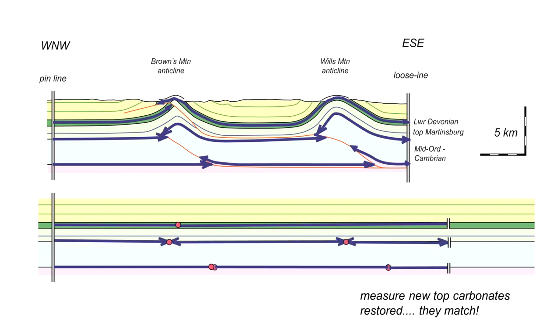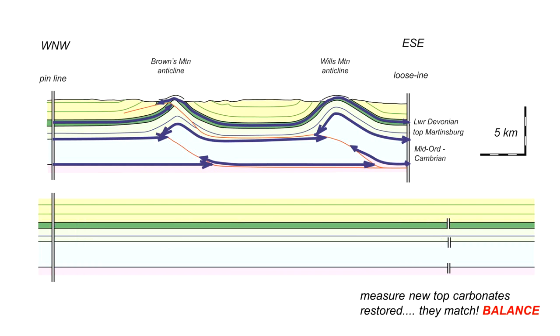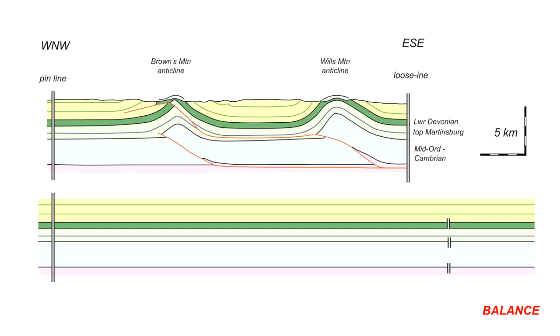So by changing our interpretation, we can get the top and base of the carbonates to match, and they also match with the overlying lower Devonian. So the section balances for these three stratigraphic levels. So that is a balanced section for three horizons, but there's actually another horizon in here that we've not considered yet, which I've labelled the top Martinsburg.